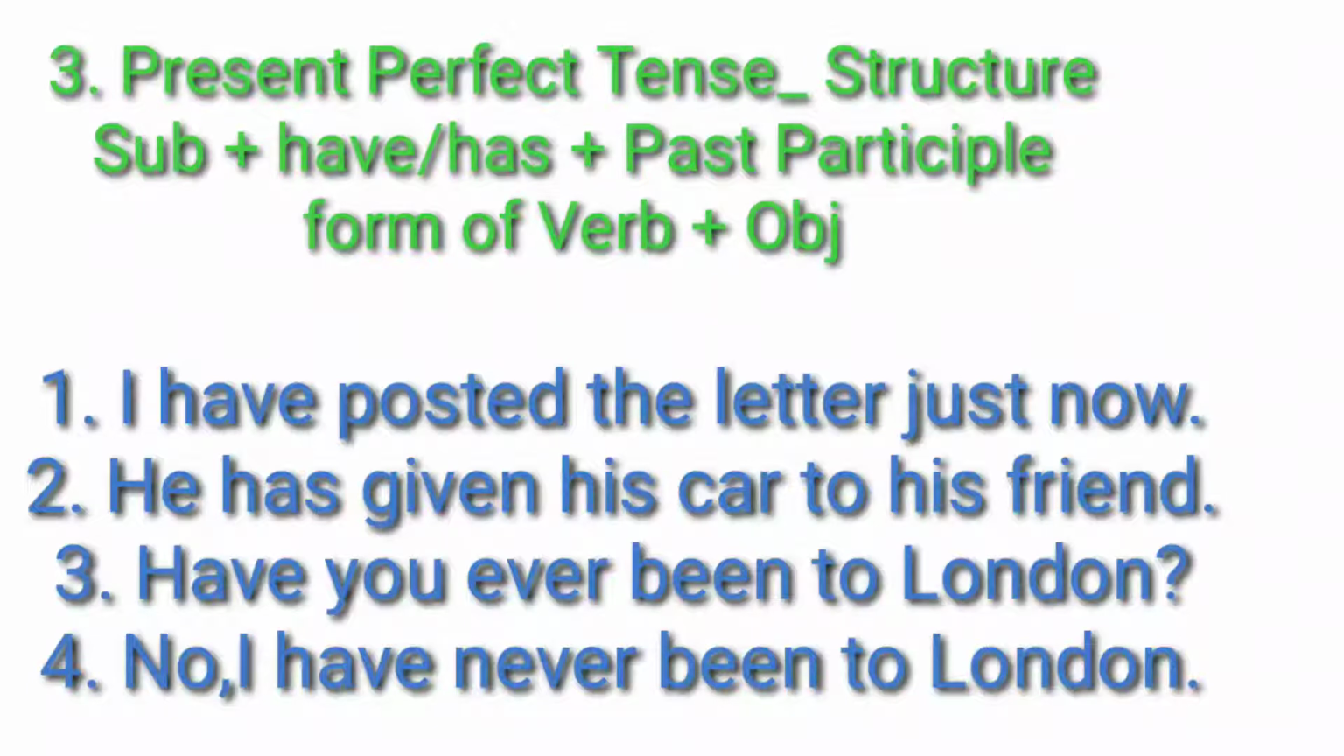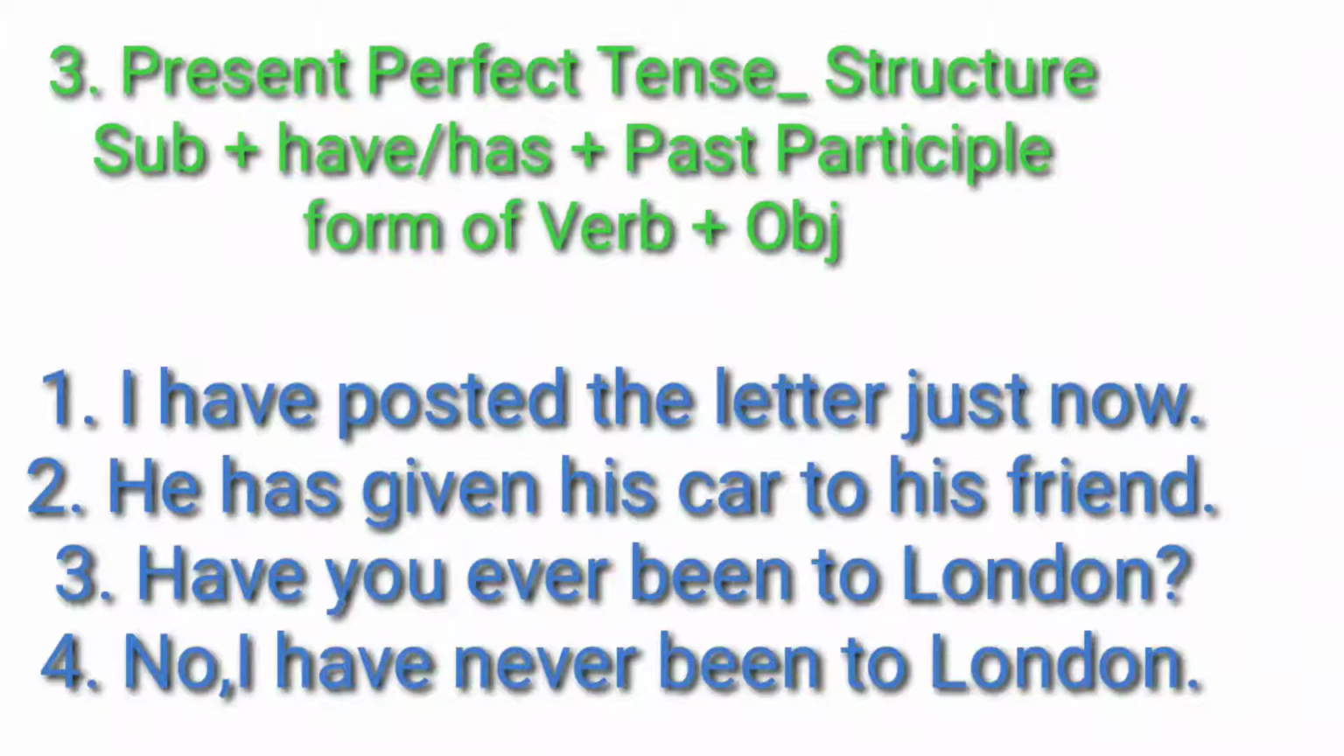He has given his car to his friend. That's the second sentence. We use even present perfect tense in expressions like, have you ever been to London? No, I have never been to London.